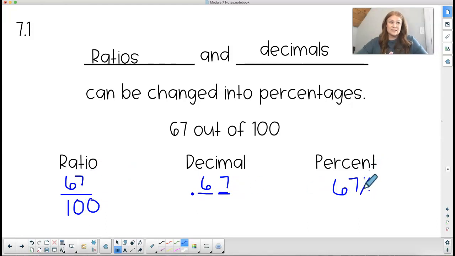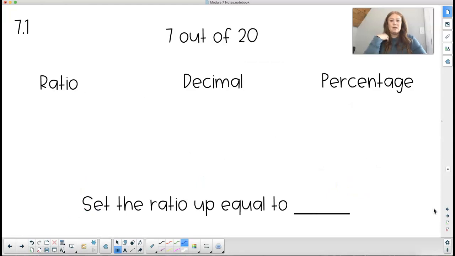Our percent sign tells us it's out of 100. So same number all the way across, and they're always out of 100. This one looks like a fraction, this one needs the decimal, and this one gets the percent sign. So if we have 7 out of 20, I would write that as a ratio, 7 out of 20. But if we remember, we need to have ratios out of, hopefully you got it, 100. Ratios are always out of 100.